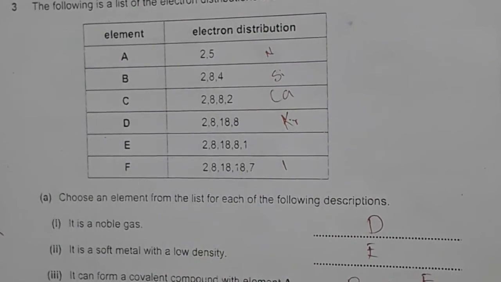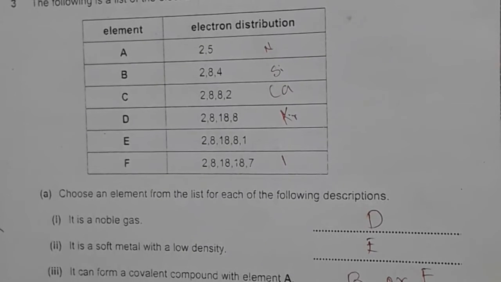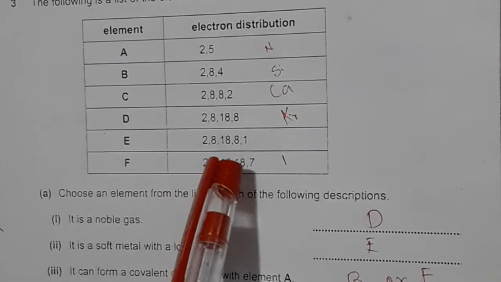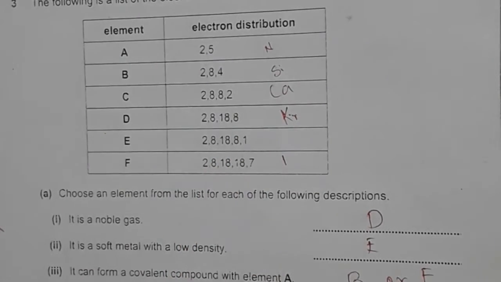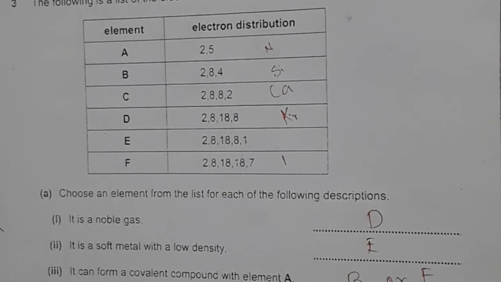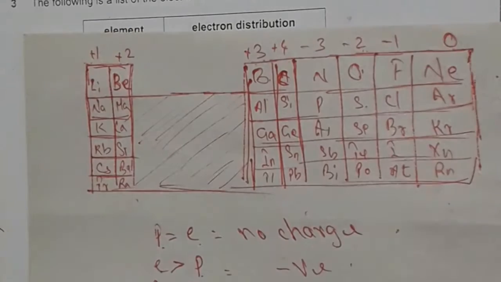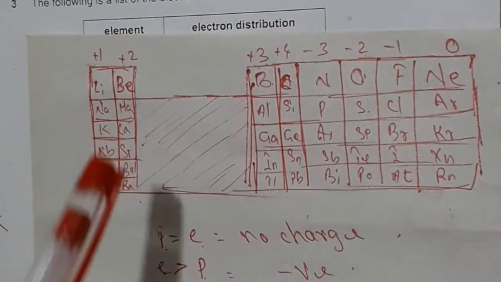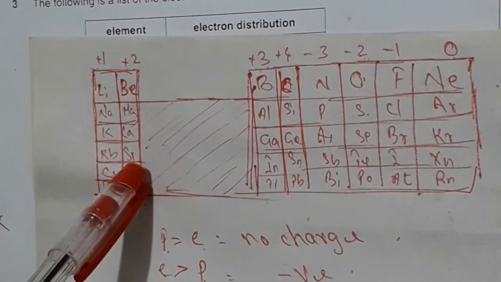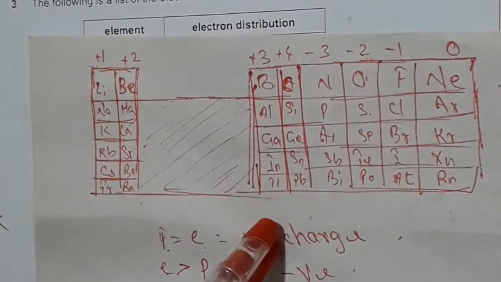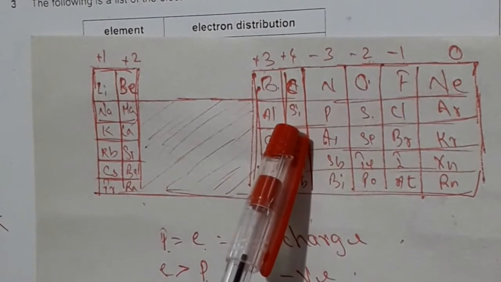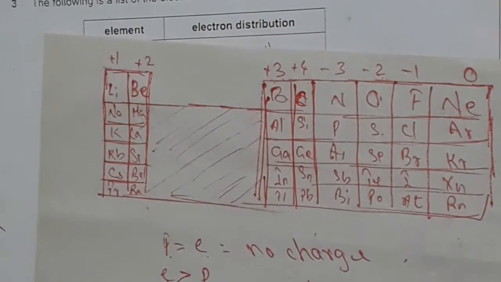You can also identify elements like this one, 2 8 18 8 1: the outer shell, the last shell, has 1 electron, which means it is a group 1 element. You know, in the periodic table, all the elements in this group have 1 electron in the outer shell. Here the outer shell has 2 electrons, 3 electrons, 4 electrons. Here silicon has 4 electrons in the outer shell.